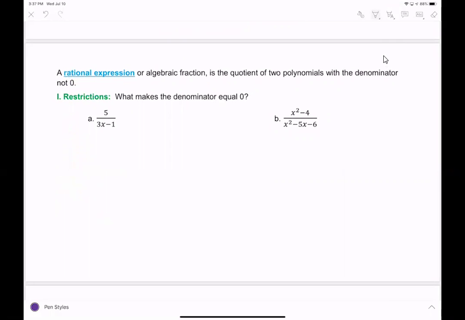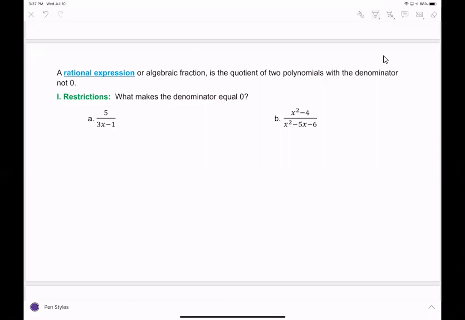Well, a rational expression, remember rational is a fraction. So a rational expression is an algebraic fraction. It's going to be a fraction that contains variables, and it's going to contain polynomials in the numerator and the denominator, where the denominator cannot be equal to 0. So a restriction is determining what value for your variable would make the denominator 0 if you had that number.